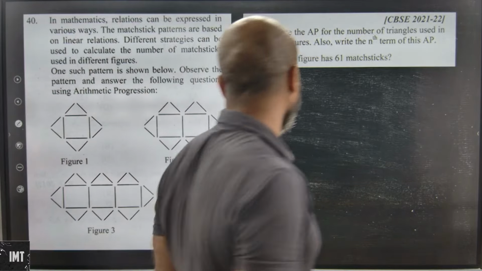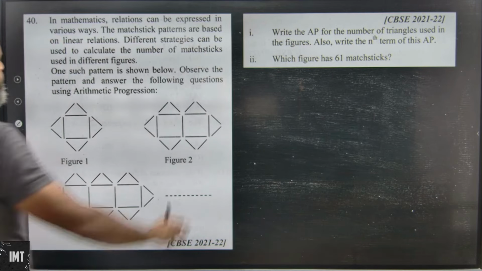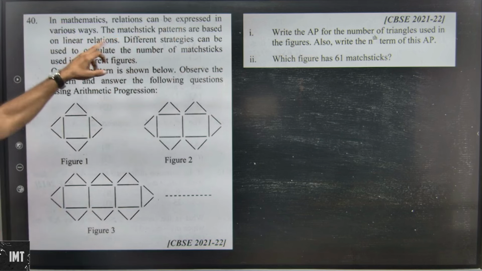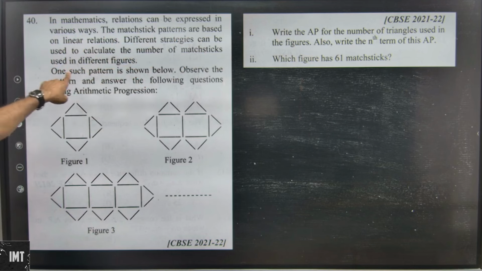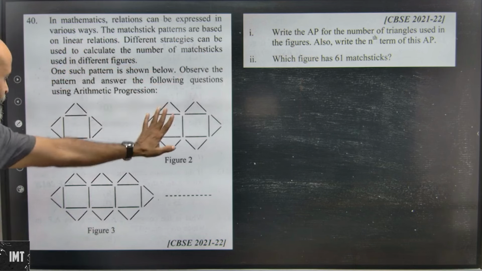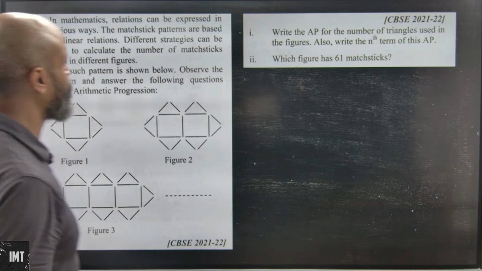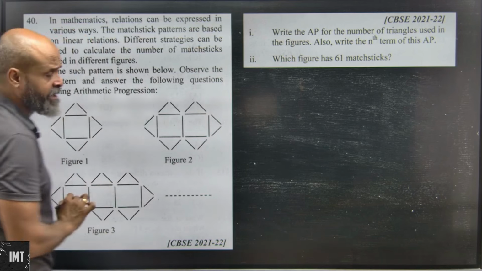Okay, let's move on to this, which is basically a question from 2021-22. In mathematics, relations can be expressed in various ways. The matchstick patterns are based on linear relations. Different strategies can be used to calculate the number of matchsticks used in different figures. One such pattern is given below. So figure 1, figure 2. Okay, write AP for the number of triangles used in the figures. Okay, let's focus on the question here.